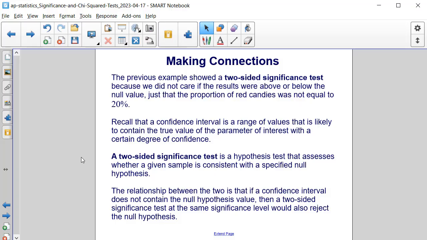A two-sided significance test is a hypothesis test that assesses whether a given example is consistent with a specified null hypothesis. The relationship between the two is that if a confidence interval does not contain the null hypothesis value, then a two-sided significance test at the same significance level would also reject the null hypothesis.